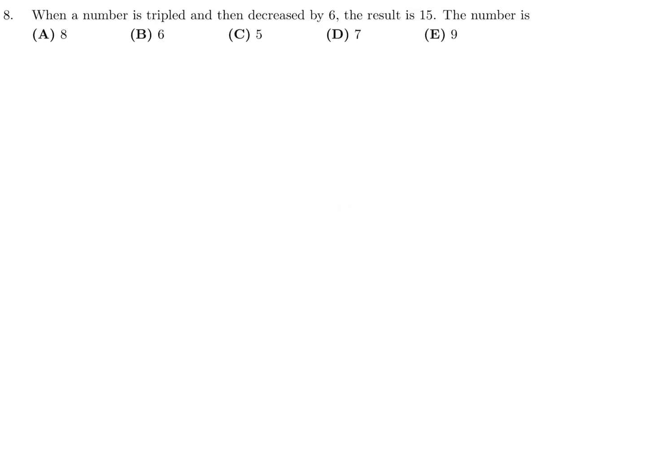When a number is tripled and then decreased by 6, the result is 15. The number is: so we have some number, first we triple it, and then we decrease it by 6, and that result is 15. So this is the algebra. So 3x therefore equals 21, x is equal to 7. Number 8, the answer is D.